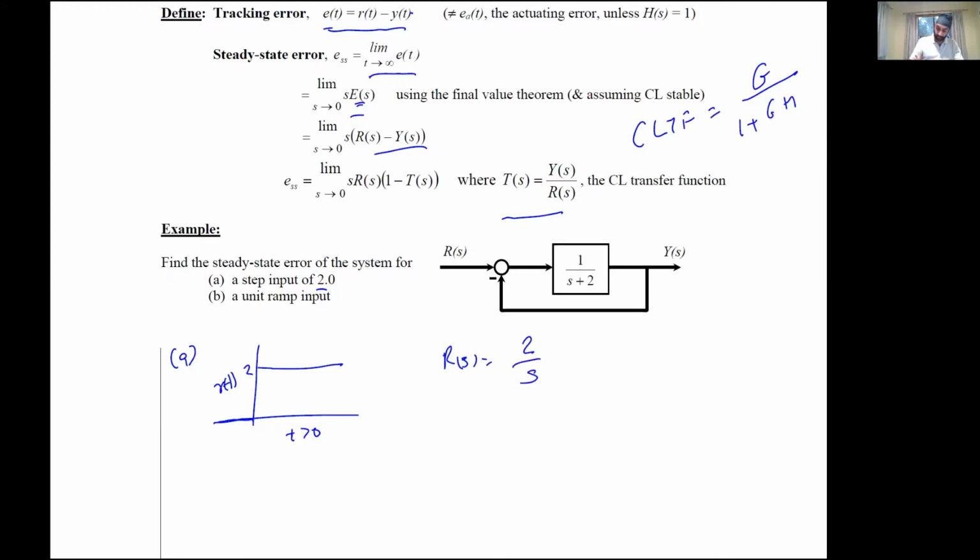We can also find out that the closed loop transfer function, T(s), in this case, is equal to Y(s) over R(s). Applying this formula, we can see H is equal to 1. So this is a unity feedback system. So G over 1 plus G, which ends up being 1 over s plus 3.